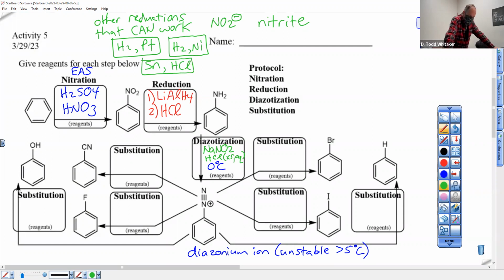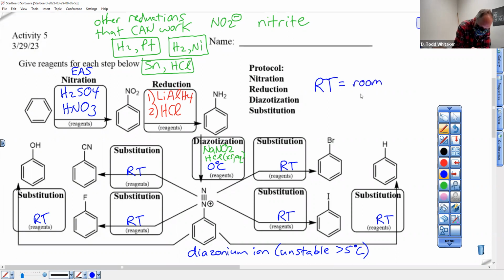And the substitution reactions happen when you warm these reactions up to room temperature. Every one of them needs to be warmed up so the diazonium ion breaks apart. So RT is a very common short form in chemistry. You do not have to explain it. But on this page, I better at least explain it one time. Room temperature.